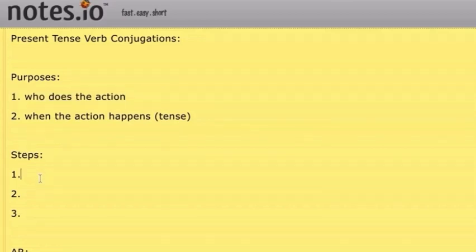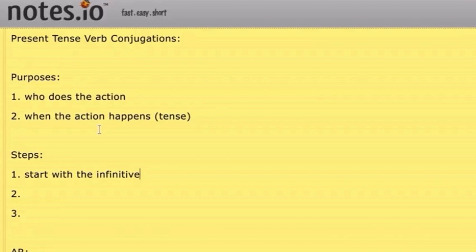There's 3 steps. First, we're going to start with the infinitive. If you remember, an infinitive is essentially the most basic unconjugated form of a verb. So essentially, it's just the action itself. We don't know who's doing the action yet. We don't know when the action's happening. But it is just the action itself.